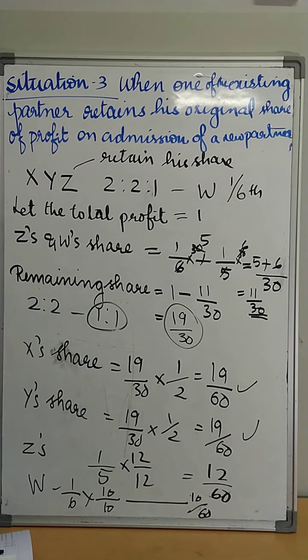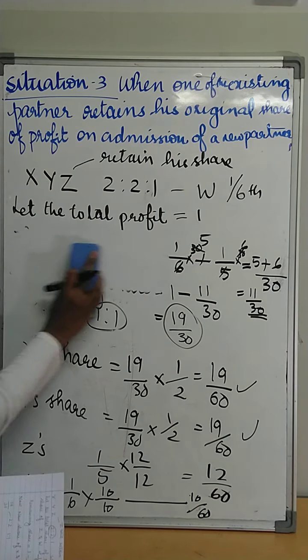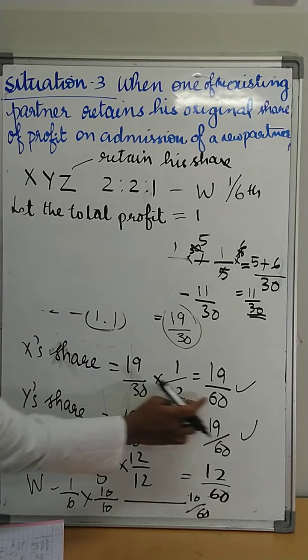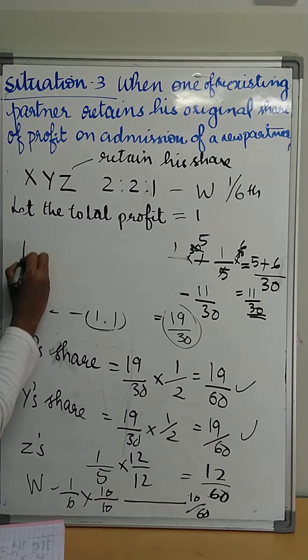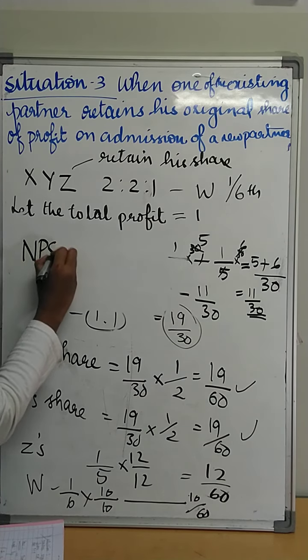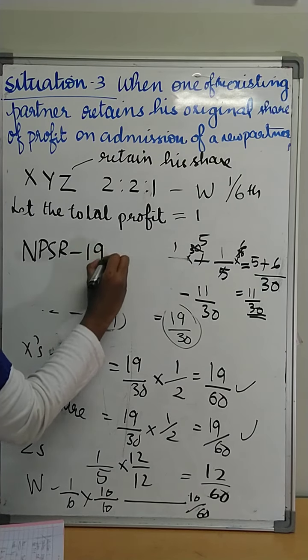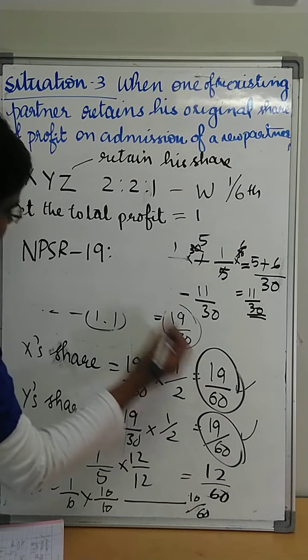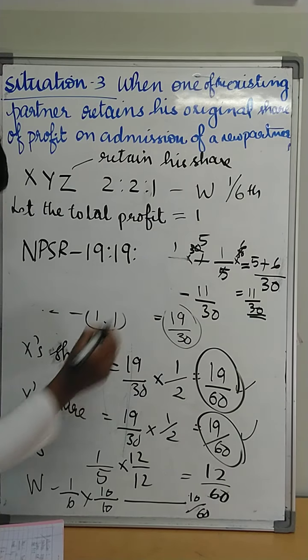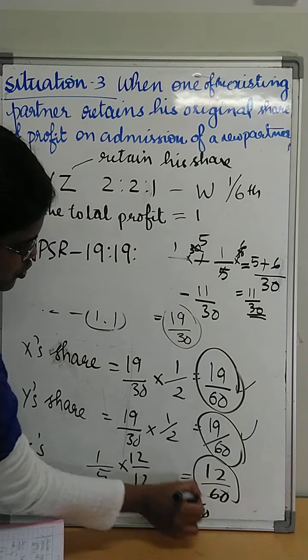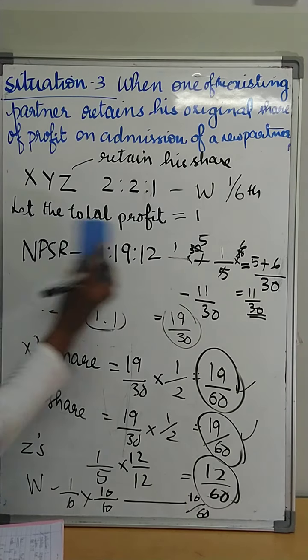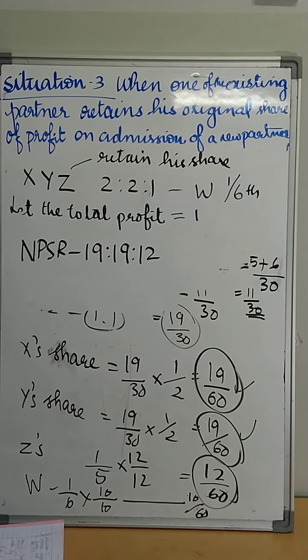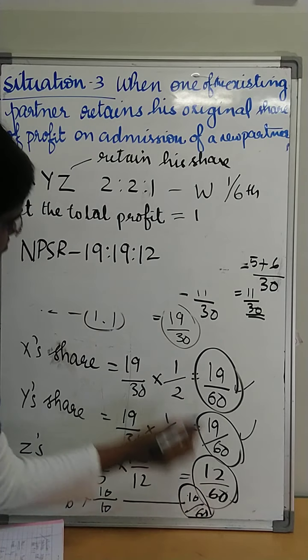Okay, so the new profit sharing ratio of X, Y, Z and W is: X's new share is 19/60, Y's share is 19/60, Z's share is 12/60, and W's share is 10/60.